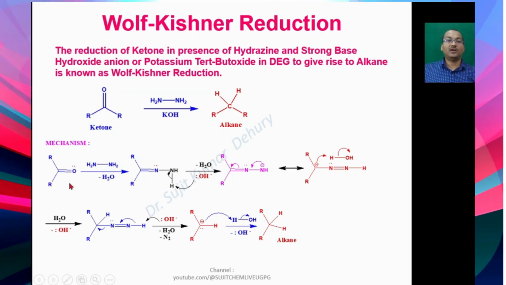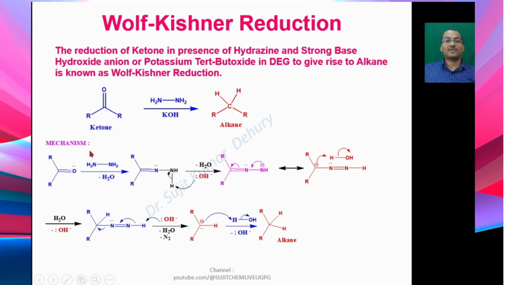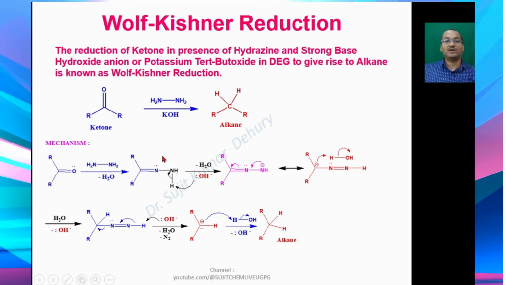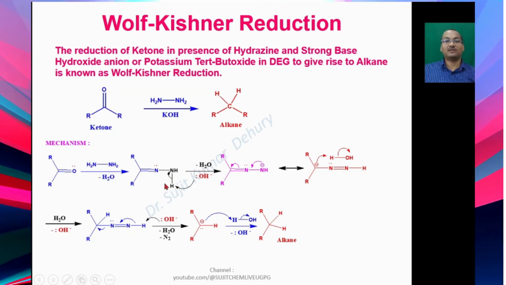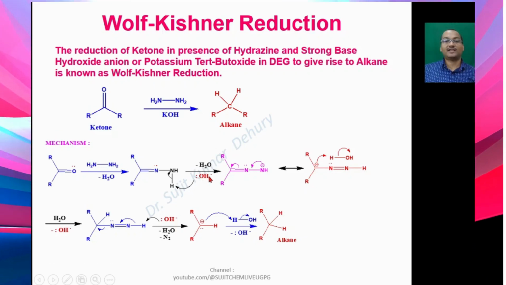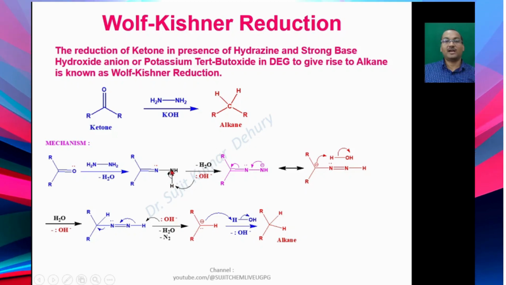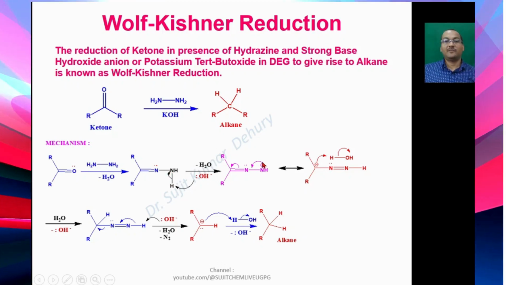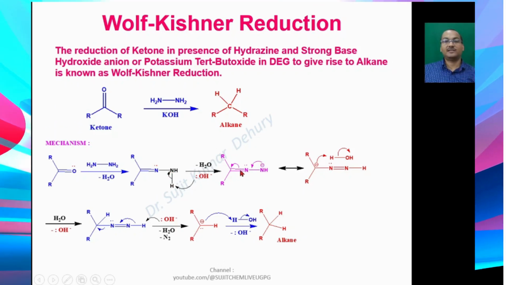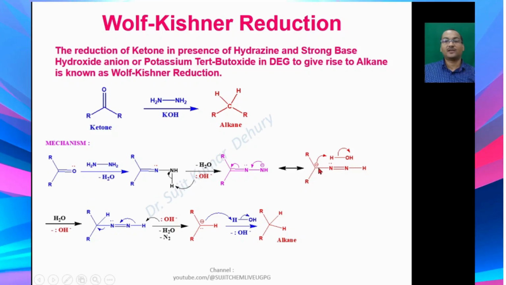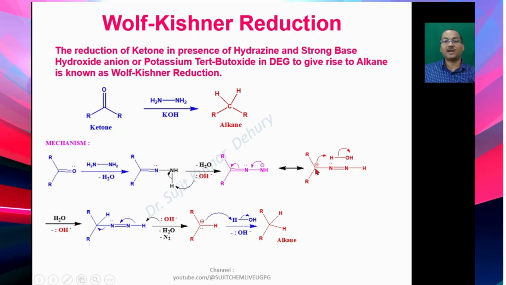So this keto compound reacts with hydrazine, and you end up with this adduct and OH minus ion in the reaction medium. It will take this proton and this bond will break on nitrogen. When this N minus comes here, this C-N bond will break on carbon. As a result, you end up with a carbanion.